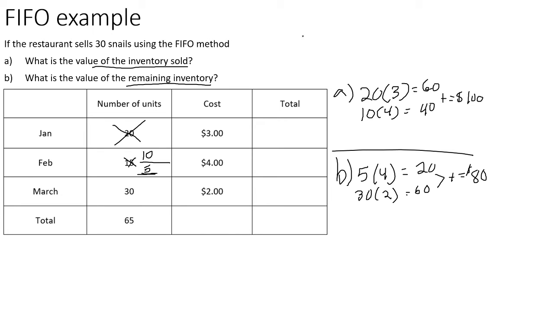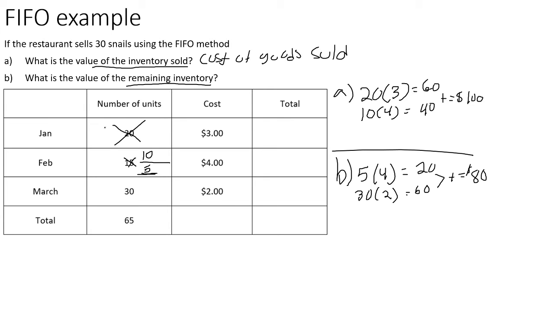Again, always ask yourself which ones you are trying to find, or if you're trying to find both. Are you trying to find the value of the inventory that you sold? This is often called the cost of goods sold. The cost of goods sold is the value of the inventory you sell. The cost of goods remaining is the value of the inventory that you still have. So always ask yourself which one you want to find. Usually it's part A, but it could be both. And then make sure you do the correct calculations.